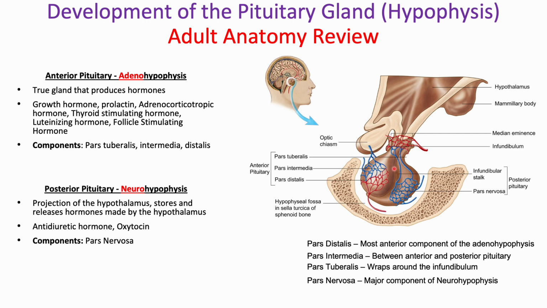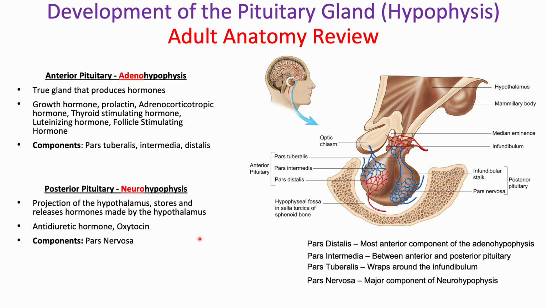The pars tuberalis is the region that is actually wrapping around the infundibulum, and the infundibulum is just a fancy word for the pituitary stalk, so the thing that connects it to the hypothalamus above. Our posterior pituitary is known as the neurohypophysis.